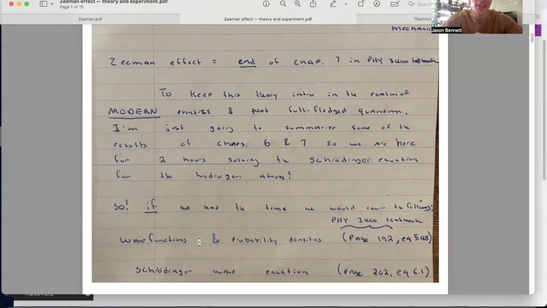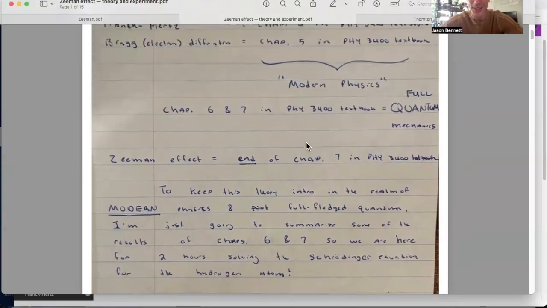Because this lab does rely on very little of that. It really just relies on the idea of quantum numbers and selection rules, which we can talk about a little bit, but not too much. Selection rules is a little bit more matrix interpretation of quantum mechanics, which is even more so than wave function probability stuff. So let's save that until you're in the full quantum mechanics course next year. So let's just try to keep this as modern physics as possible.